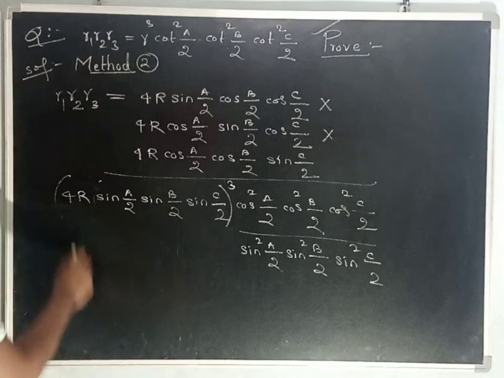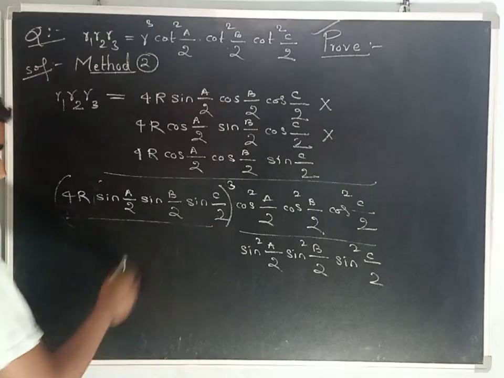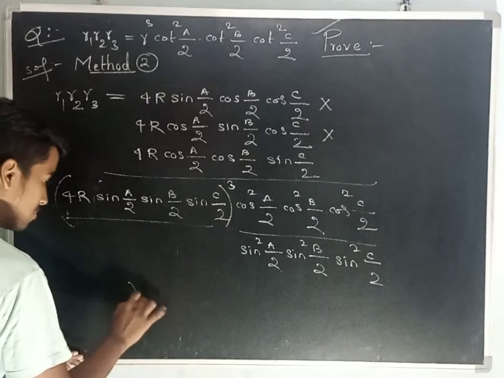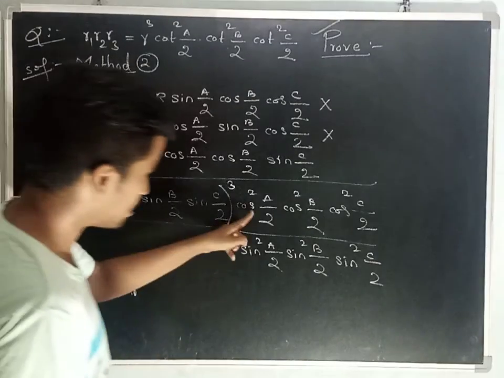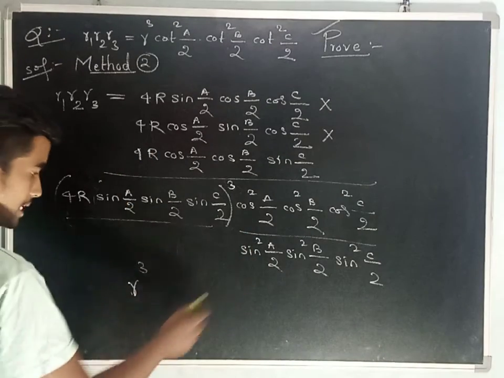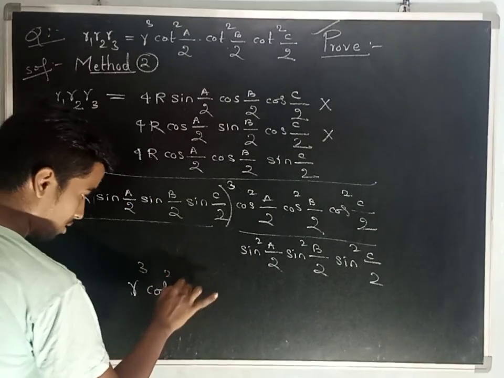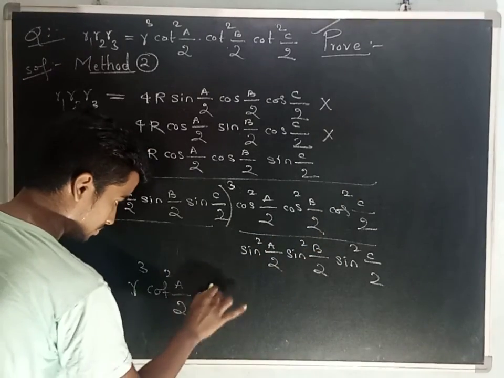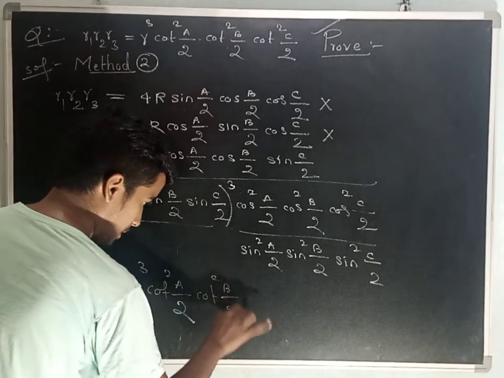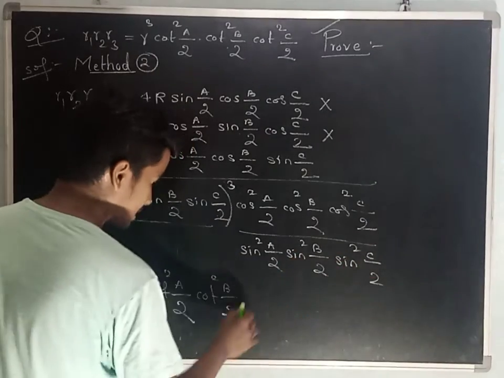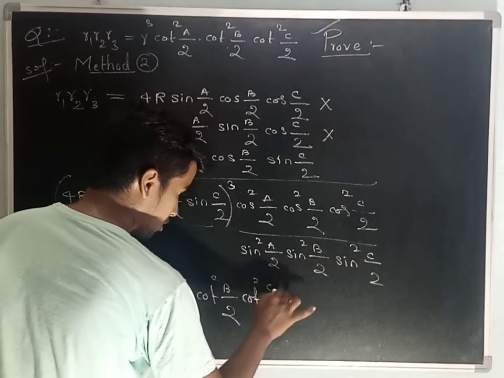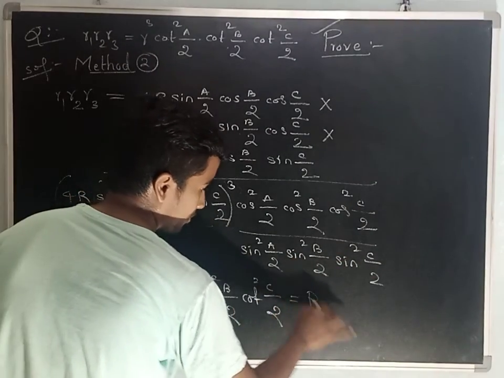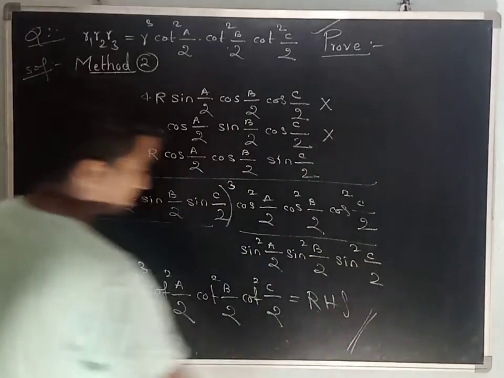Okay. This shows the direct indication of small r. Small r cube into cos A by 2 by sin square A by 2, cos square A by 2, cos square B by 2 by sin square B by 2, cos square B by 2, cos square C by 2 by sin square C by 2, cos square C by 2. This is nothing but the right hand side.